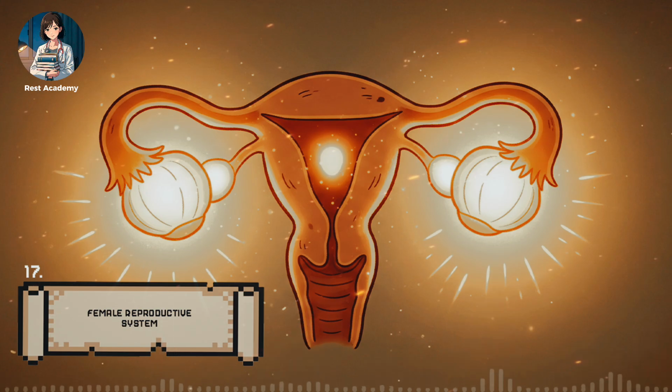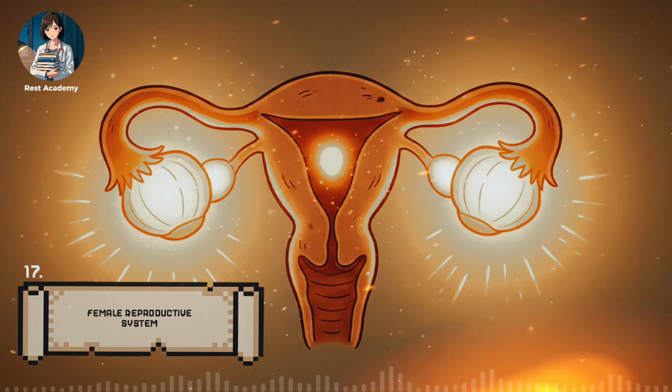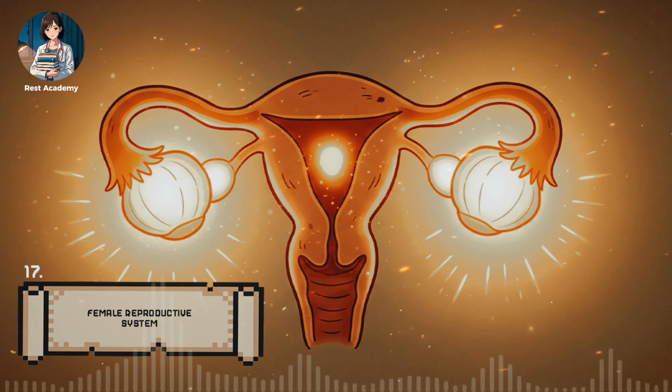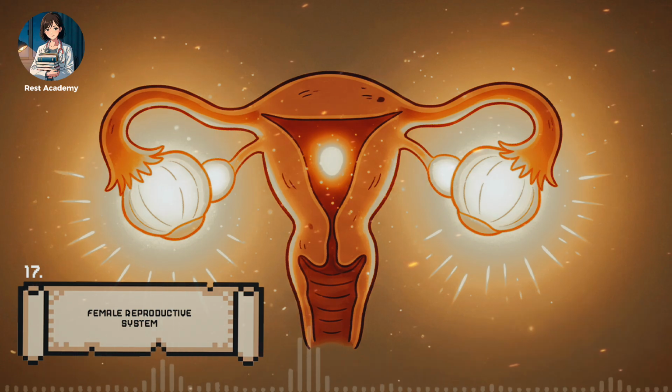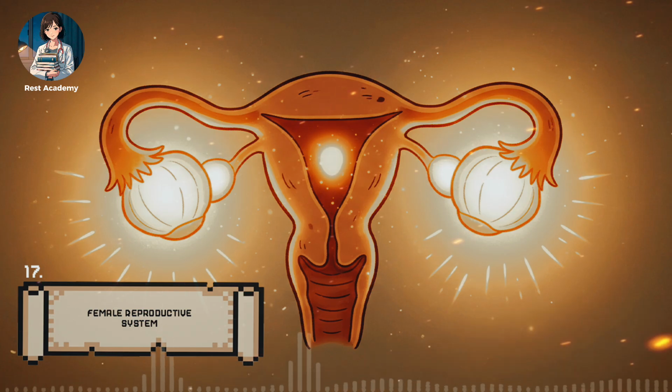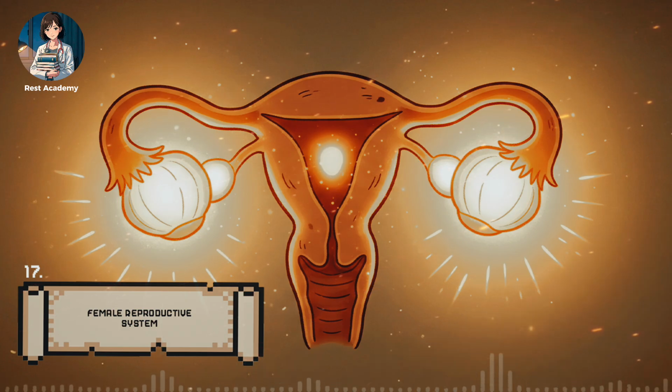Tubal mucosa is ciliated and secretory. Smooth muscle layers propel gametes and early embryos by coordinated peristalsis and ciliary action. Because the peritoneal cavity communicates indirectly with the outside world through the tube's abdominal ostium, infection can ascend from the lower genital tract to peritoneal surfaces. Pain with fever and cervical motion tenderness needs timely professional assessment.